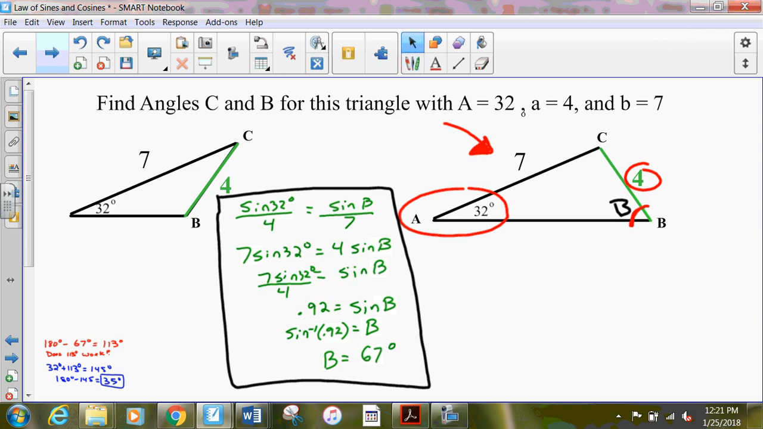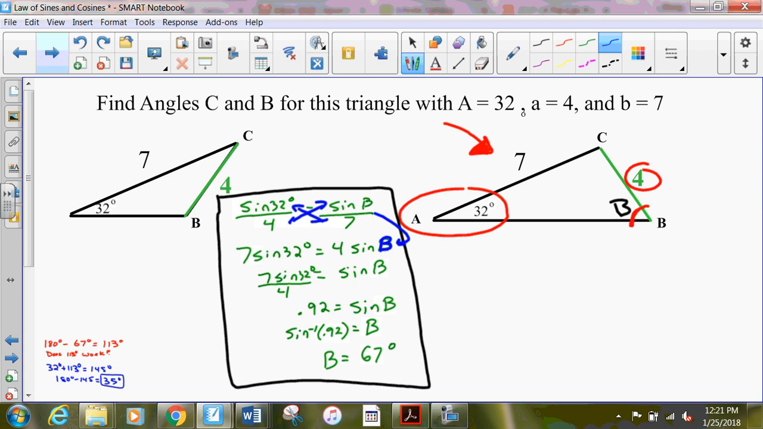and I go ahead and do what I always do, right? We're cross multiplying. That's how we get from here to here. And then we notice that, oh, this one's a little different because my unknown is angle B. So I want to get sine B alone. So that's why from here to here, I divided both sides by 4.